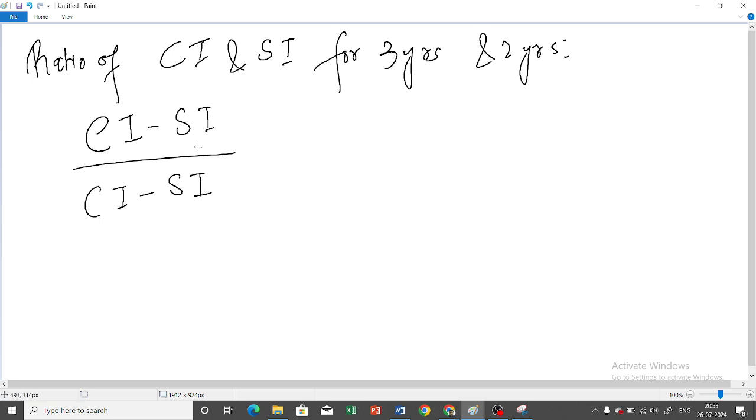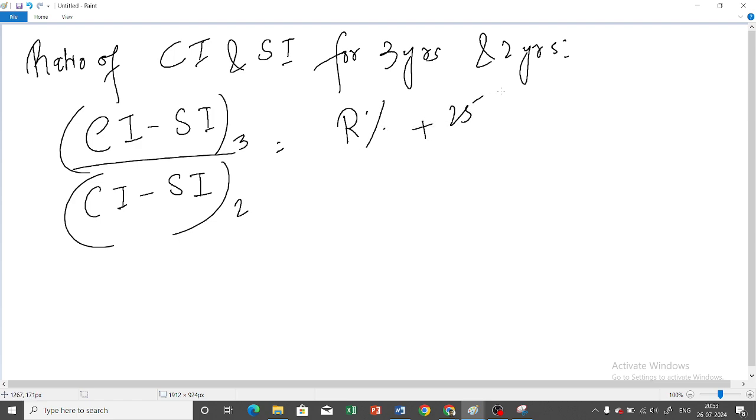Okay, so CI by SI, the ratio of compound interest and simple interest for 3 years and 2 years is R% plus 25. Remember, very important shortcut. We tried to derive it in class and we had a very tough time. So the ratio of the difference of CI and SI, CI minus SI by CI minus SI, for 3 years and 2 years is R% plus 25.